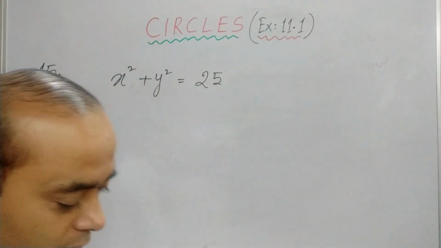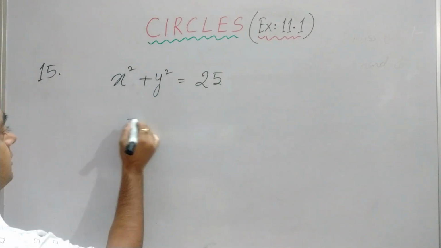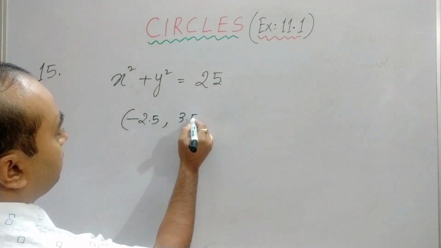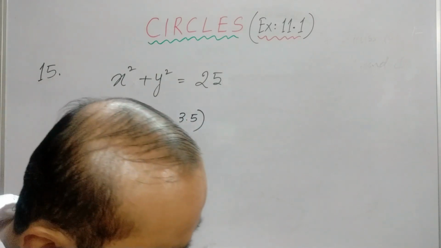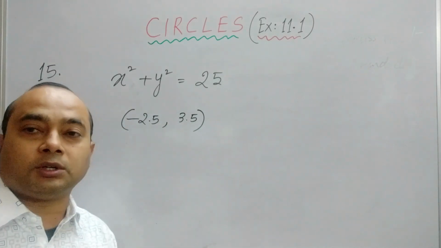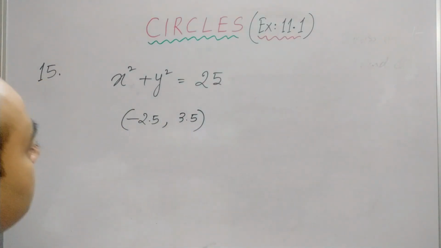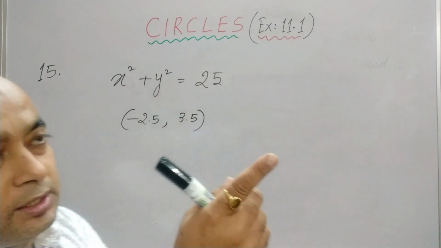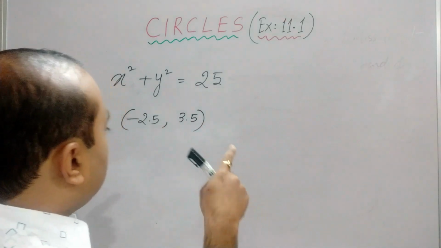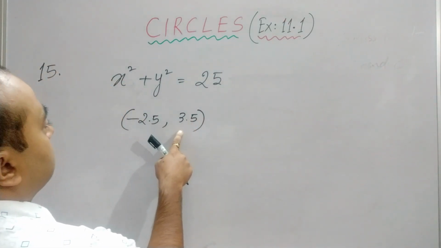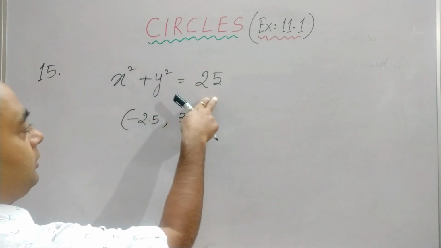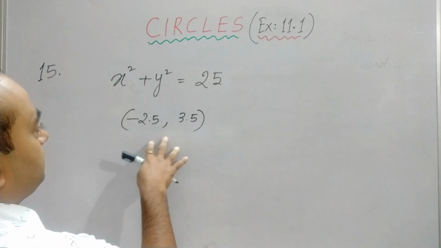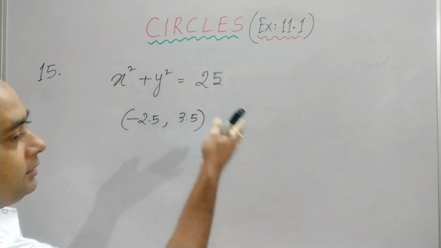Actually, in question number 15 they are asking, does this point (2.5, 3.5) lie outside, inside, or on the circle? So let me tell you, if it satisfies this equation, that means it is on the circle, that is on the circumference of the circle. If this value, after putting this, is more than 25, that is outside the circle. If this value, after putting these 2 points, is less than 25, that would be inside the circle.